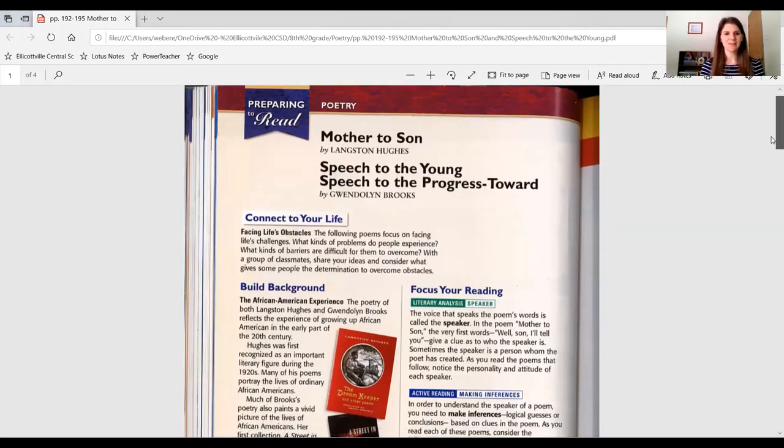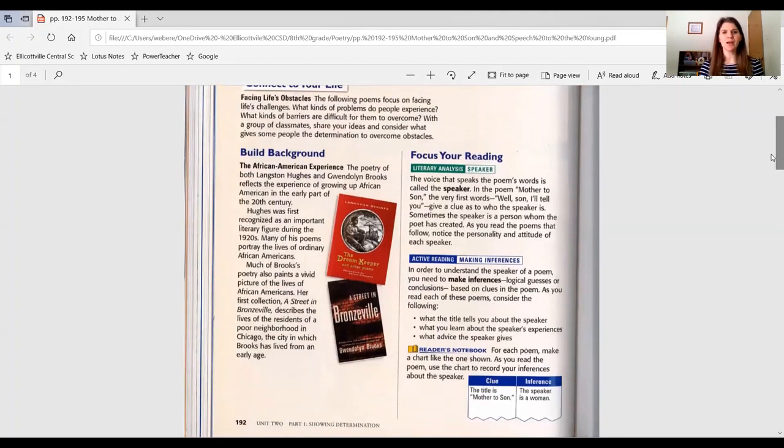We just missed Black History Month now that it's March, but we can still read literature of African Americans, and that's what we see here, the African American experience, where the poetry of both Langston Hughes and Gwendolyn Brooks reflects the experience of growing up an African American in the early part of the 20th century, which would be the similar time period of the novel that we spent most of the beginning of the year reading. For Roll of Thunder, Hear My Cry, that would be the beginning of the 20th century. Although some of these poems were written even before that, that novel took place in the 1930s, and Hughes wrote quite a bit during the 1920s, which we see right here.